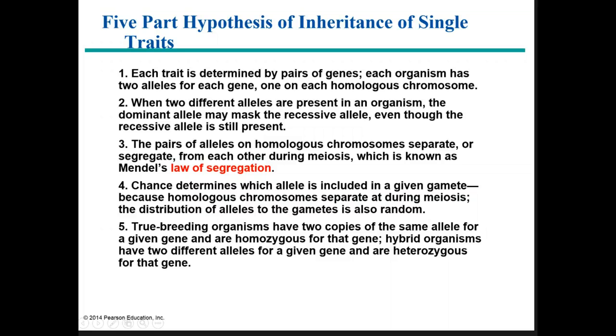The pairs of alleles on homologous chromosomes separate or segregate from each other during meiosis. This is known as Mendel's law of segregation. Chance determines which alleles are going to be included in a given gamete or sex cell. Because homologous chromosomes separate during meiosis, the distribution of alleles to the gametes is random. True breeding organisms have 2 copies of the same allele for a given gene and are homozygous for that gene. Hybrid organisms have 2 different alleles for a given gene and are heterozygous for that gene.